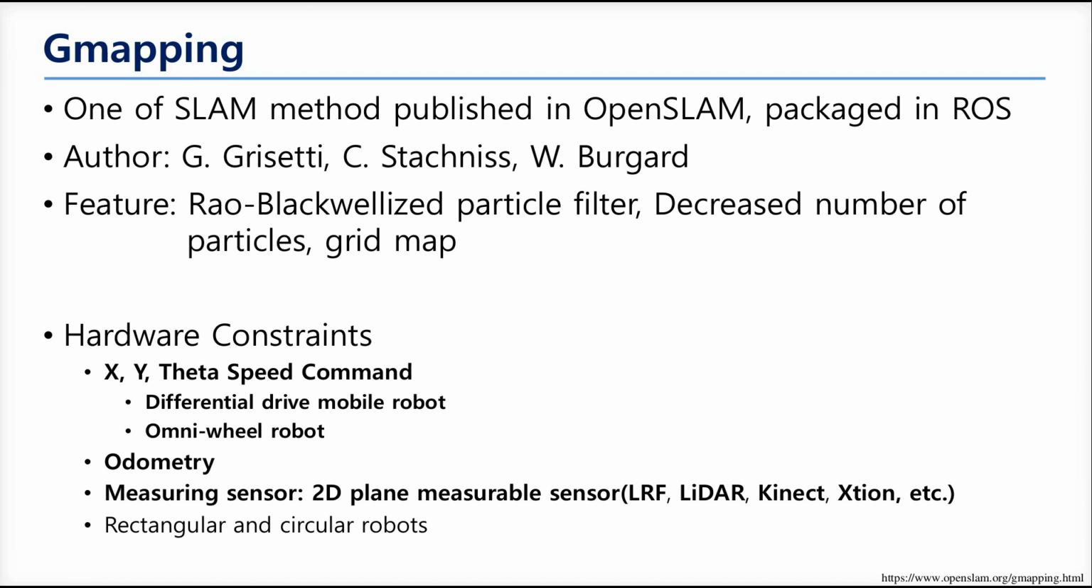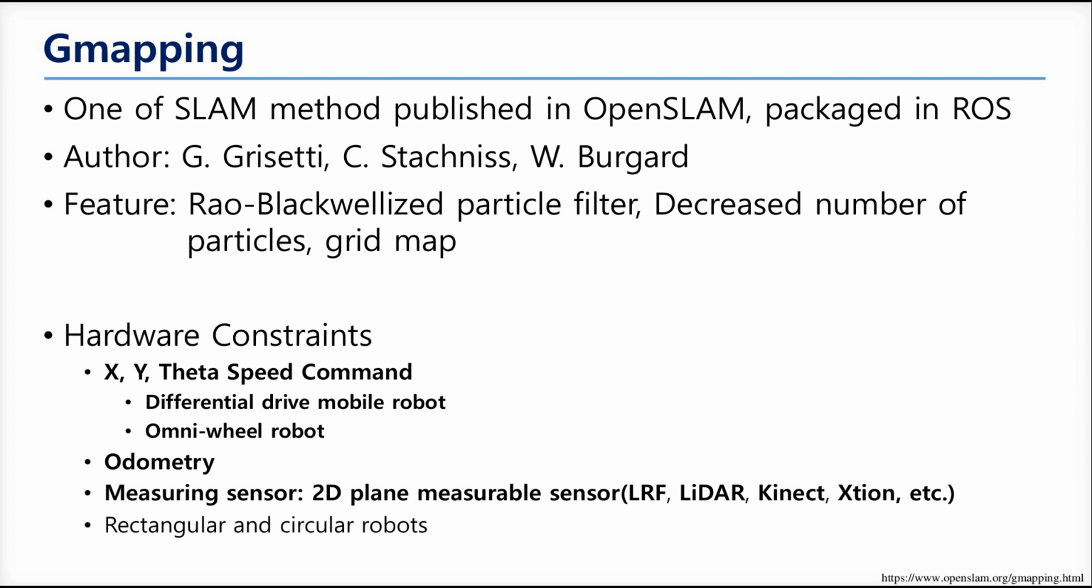Currently, the most frequently used ROS package for SLAM is gmapping. The feature of this technique is that it uses a specific particle filter, and it provides the data on a grid map. This method basically uses X, Y, and theta based speed commands, so the differential drive type robot and the omni-wheel type robot can be used here.